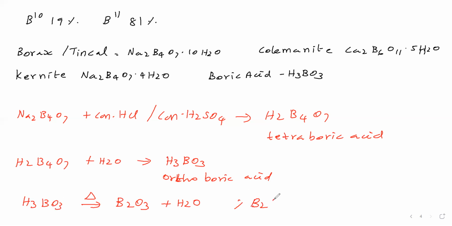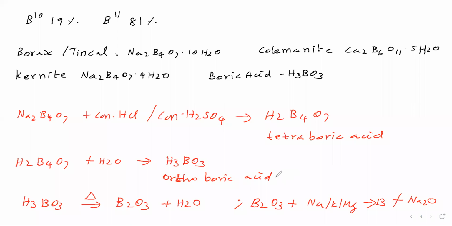This B2O3 on treating with sodium or potassium or magnesium gives boron. Sodium takes this oxygen and becomes sodium oxide. Potassium takes this oxygen and becomes potassium oxide. Magnesium takes this oxygen and becomes magnesium oxide.